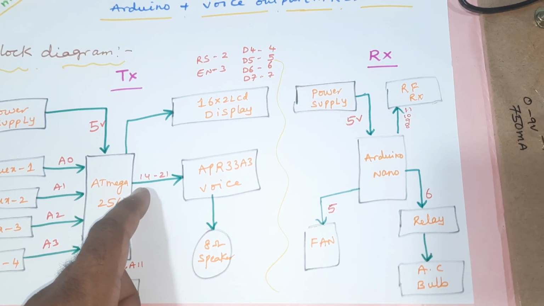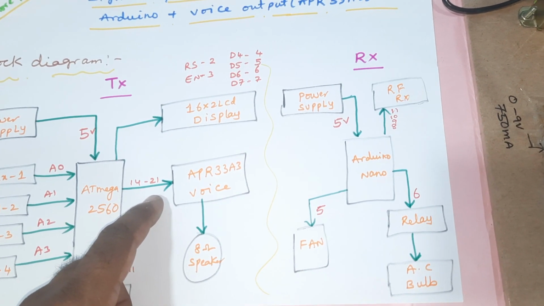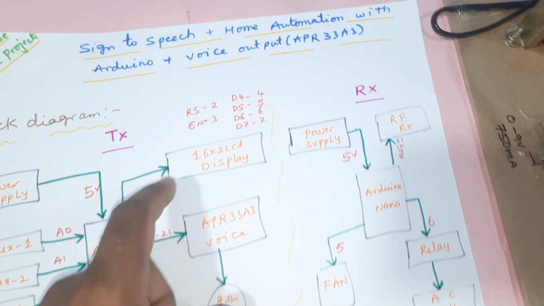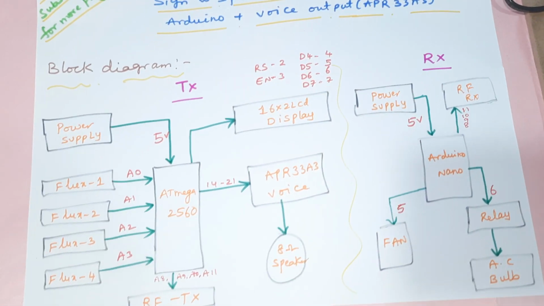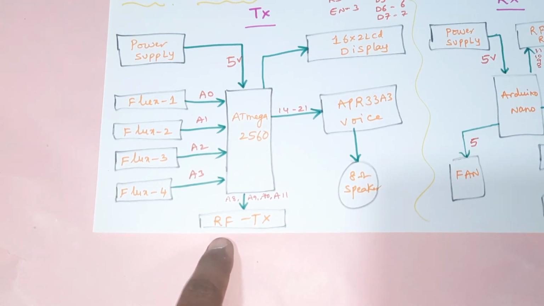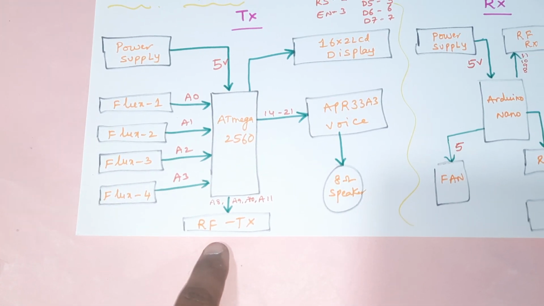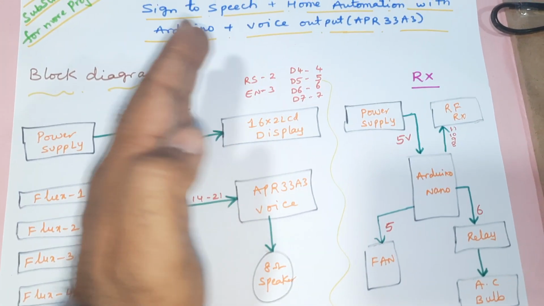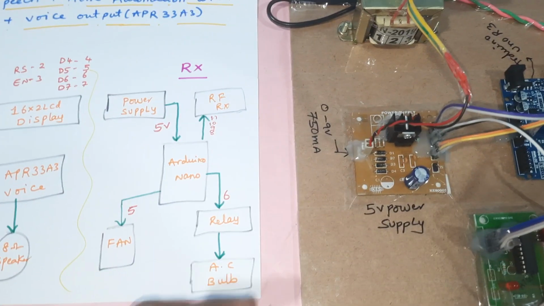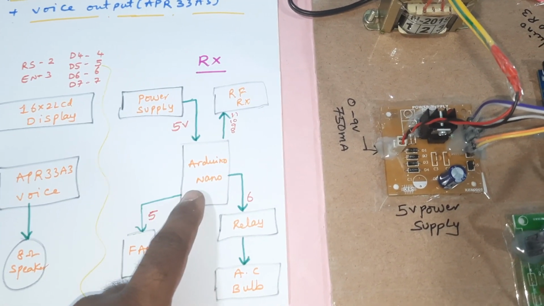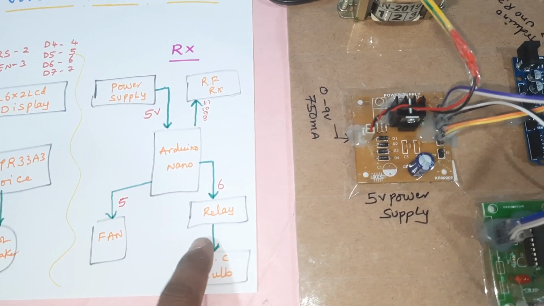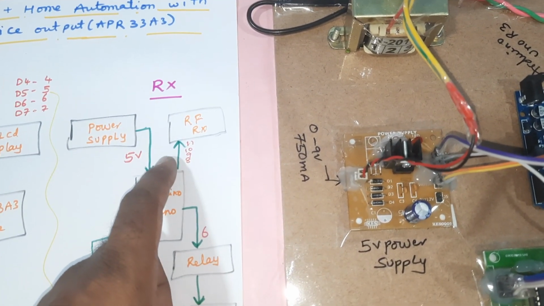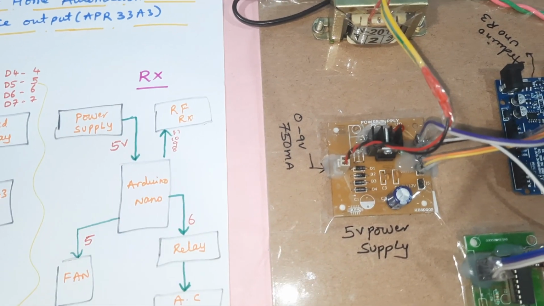Those are connected with GPIO 14 to GPIO 21, 8 pins we are connecting. The 16x2 LCD has RS, enable, D4, D5, D6, D7 connected to 2, 3, 4, 5, 6, 7, and A8, A9, A10, A11 go to the RF transmitter module. This is the transmitting part and this is the receiving part, connected with an Arduino Nano or Arduino Uno, whatever it may be. Fan on the 5th pin, relay on the 6th pin, and the RF module is connected to 8, 9, 10, 11.